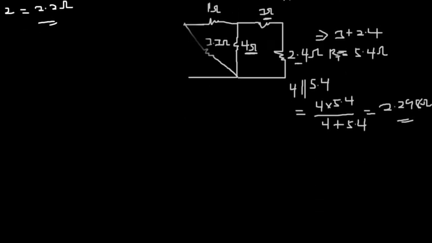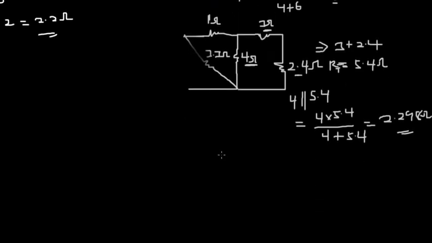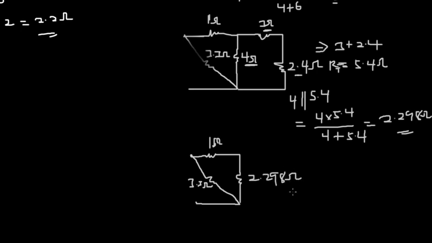Now let's proceed. Let's reduce this circuit further. So we have 1 ohm still intact, and then the 2.298 ohm we just calculated, with the 3.3 ohm. So we have 3.3 ohm, we have 1 ohm, and then we have 2.298 ohm.